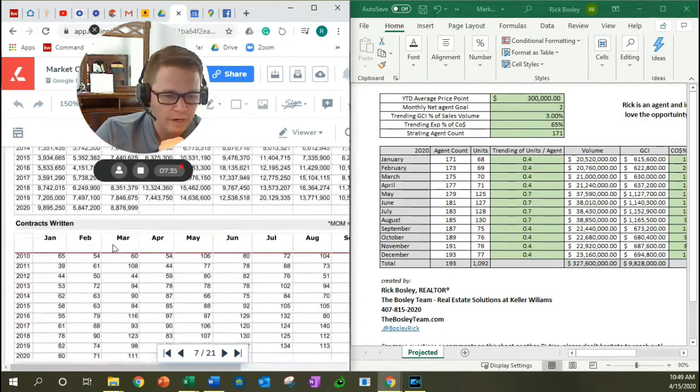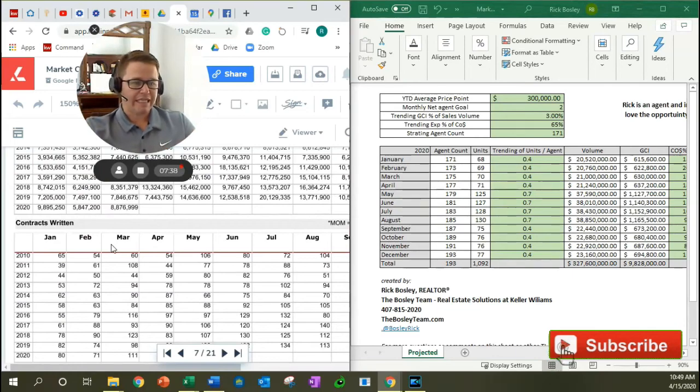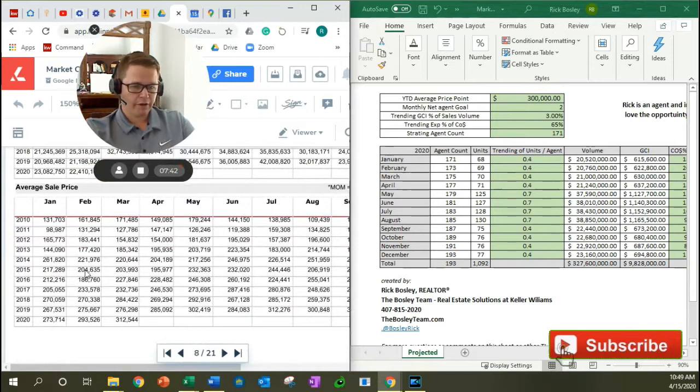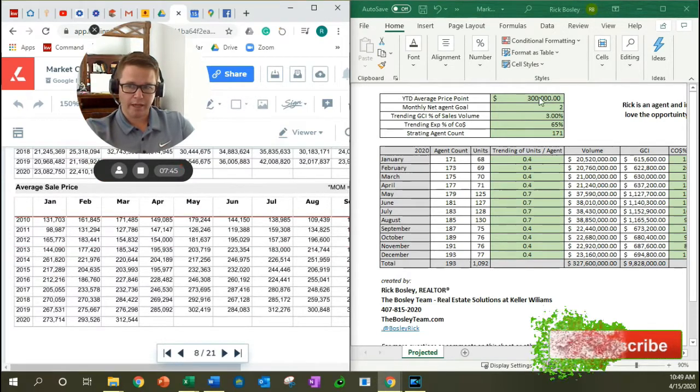And we could build this out with more projections, yet these are some of the leading measures, I think, that give us some of those lagging measures. There you go, average sales price. So I want you to put that right here for average sales price.